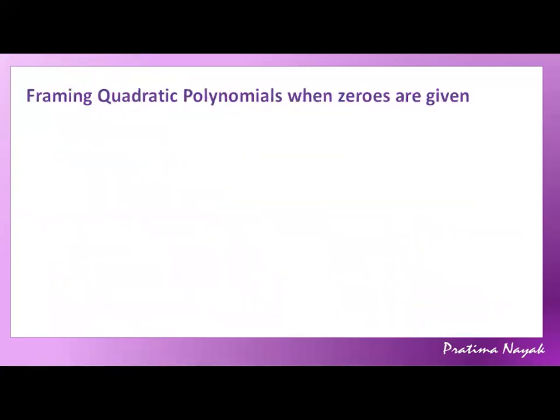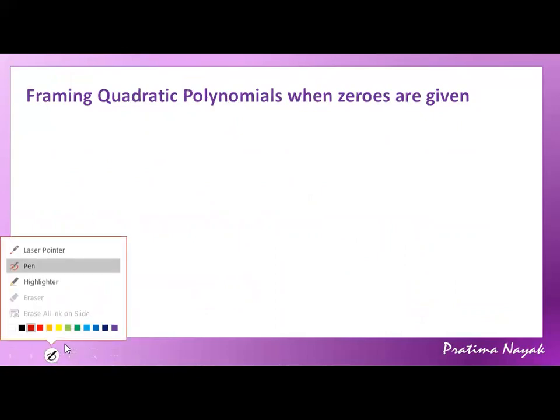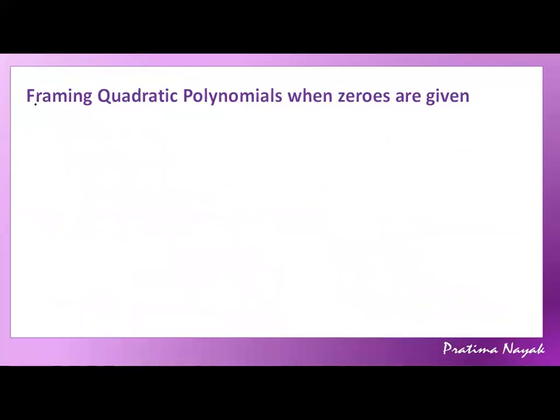Okay. Now, framing a quadratic polynomial when zeros are given. When the zeros, alpha and beta, are given to you, how do we frame the quadratic polynomial? The quadratic polynomial is ax square plus bx plus c. This is the general form of the quadratic polynomial. Now, alpha and beta are given to us, and I'll write the polynomial in this form.